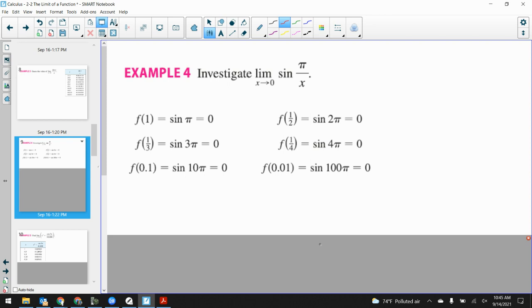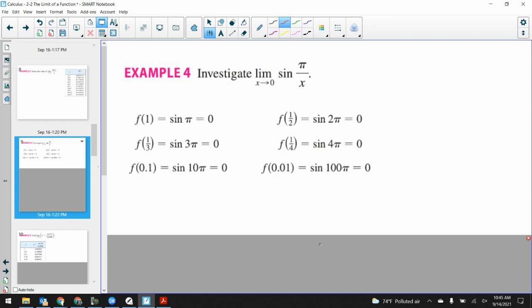Now, take a look at the x values that I chose here on the board. What if I plugged in 1? Well, that would be sine of pi over 1, so sine pi is 0, right? Okay, what if I plugged in 1/2? Well, I'd take the reciprocal. Sine of pi divided by 1/2 is sine of 2 pi. And sine of 2 pi, the y value of 2 pi, is 0. What about 3 pi? What if I plugged in 1/3? That would be sine of 3 pi. So on the other side of the axis, but still the y value is 0.